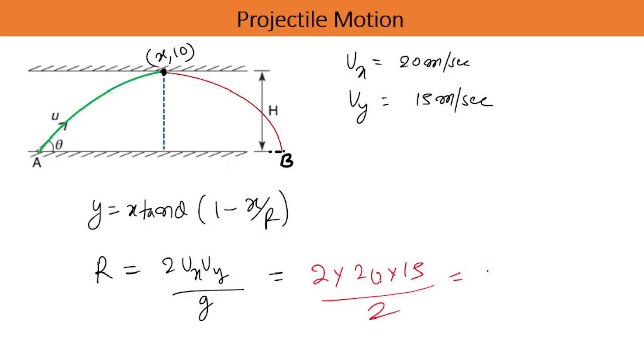2 ux uy by g, I did it as 2, look, this is what a slip of calculation is. This should not occur in your exam, you have to practice properly. So this is this, and now this is how much? 60. So range is 60.